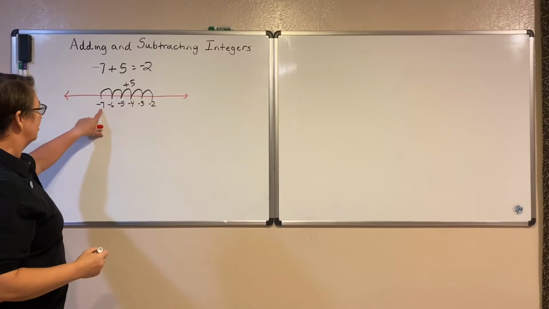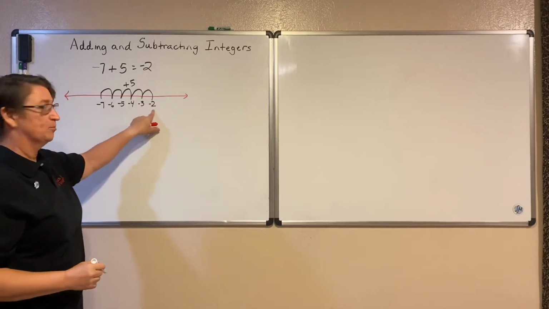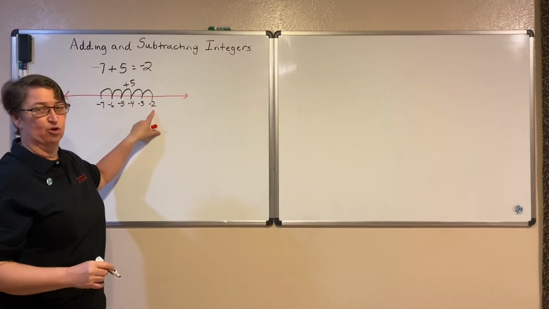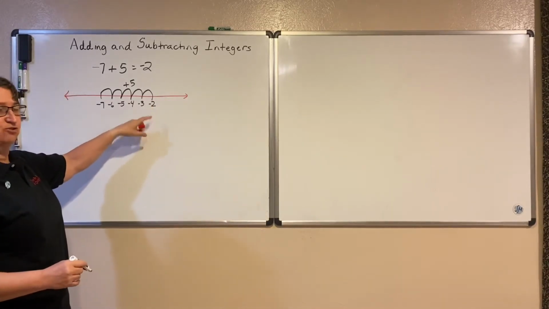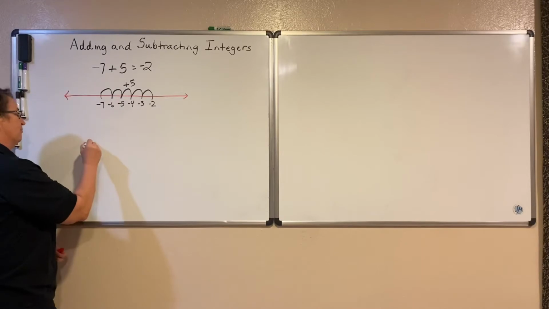So I started in negative land. I tried to walk to positive land. I didn't quite make it there, though. It wasn't enough steps to make it into positive land. I'm still at -2. Let's do another example.